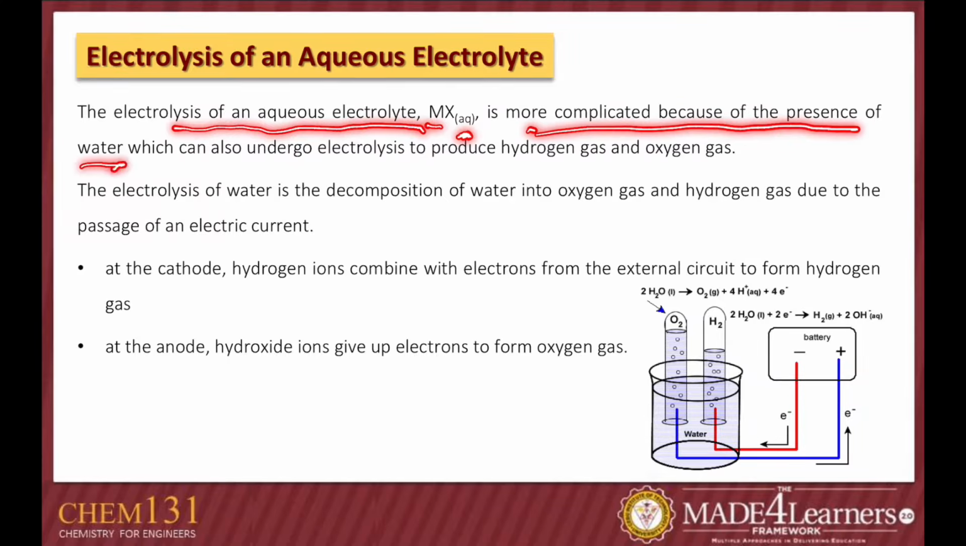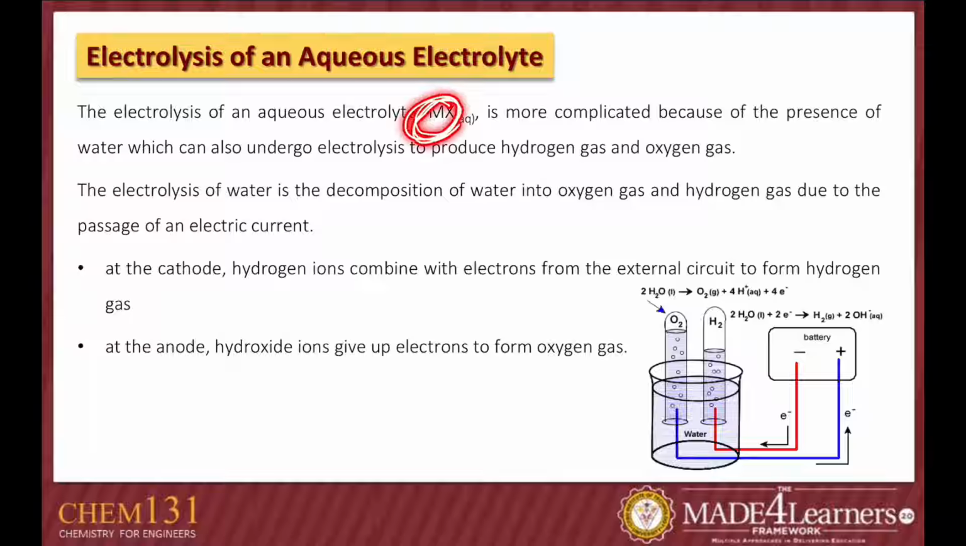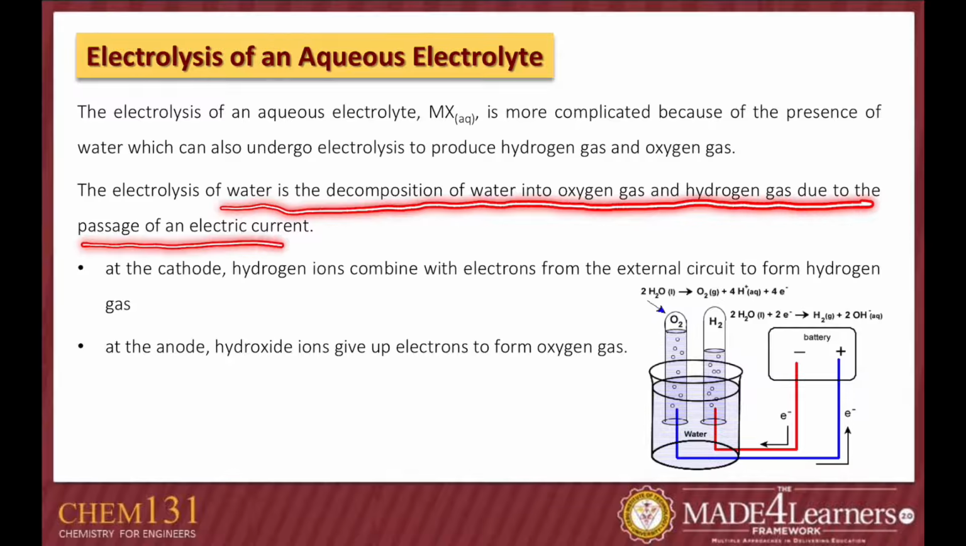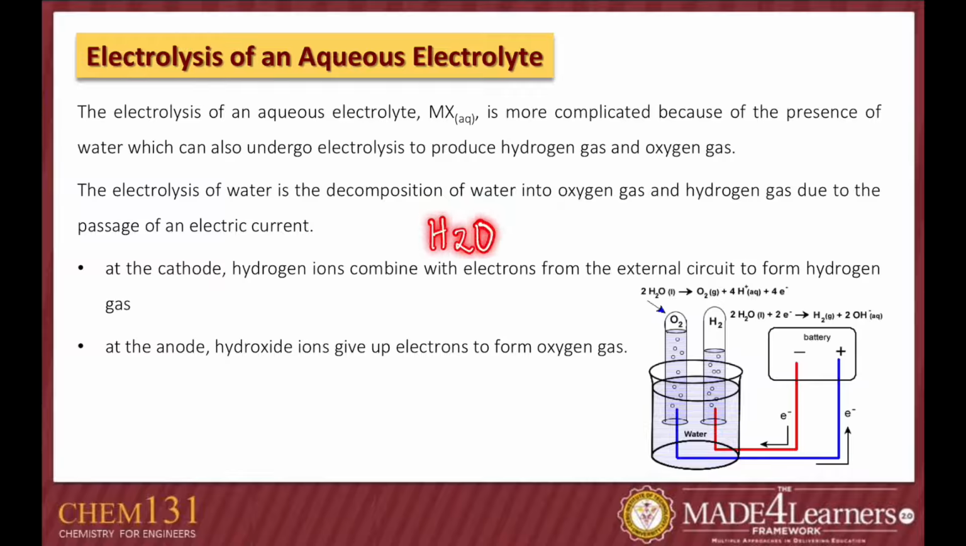So water will compete with the electrolysis of the compound itself. So water will also undergo electrolysis to produce hydrogen gas and oxygen gas. So aside from the actual compound undergoing electrolysis, water will compete to produce hydrogen gas and oxygen gas, no? The electrolysis of water is the decomposition of water into oxygen gas and hydrogen gas due to the passage of an electric current. So water, diba, it's H2O, and we can only separate that into its elements, its components in their free form through electrolysis.